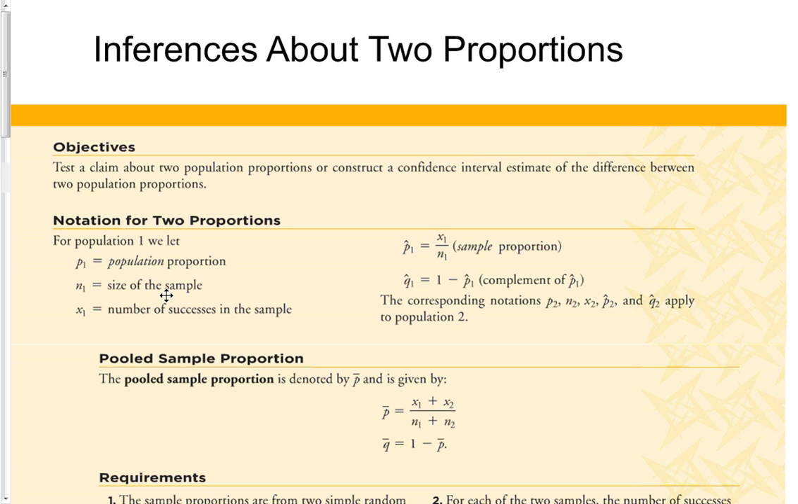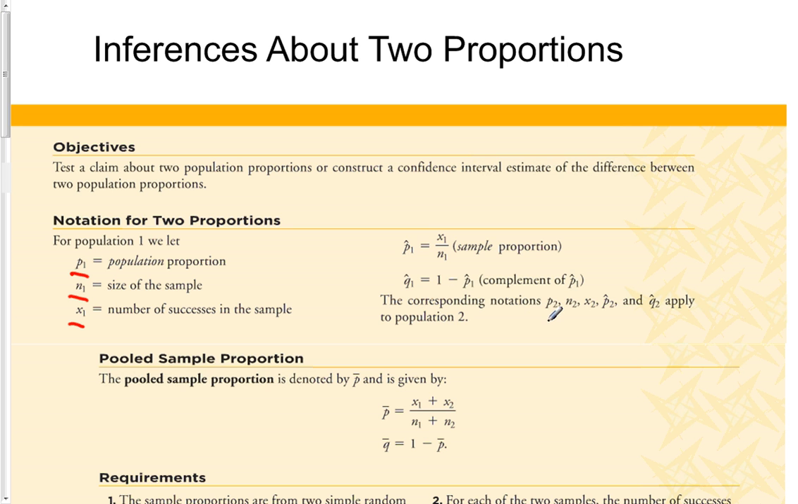So here's some of the notation that we're going to be using. We have P1, because we have two populations now, we're going to use a subscript of 1 to denote the proportion from the first population. N1 would be the size of the first sample, and X1 would be the number of successes in the first sample. So when the subscript is 1, we're talking about the first sample from the first population.